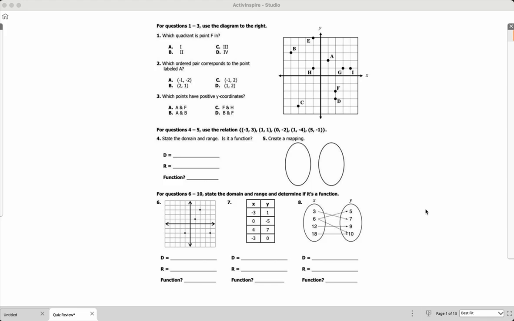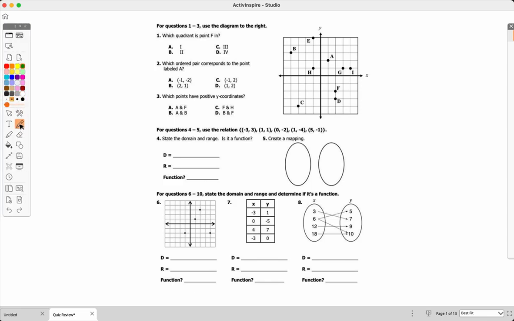So I want to take a few moments and go over the quiz that the sub handed back to you, so that we can have a little feedback on what's going on. We'll start with the first page. Most people did really well on this first section. A few people, I think, just read the problem wrong, if anything.